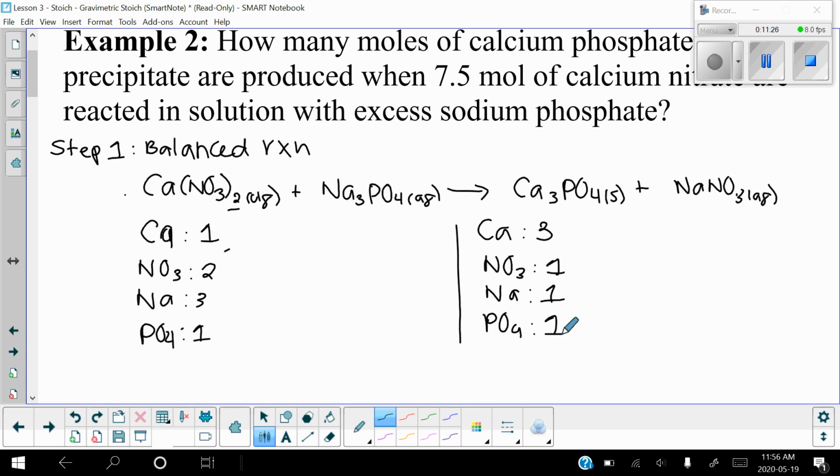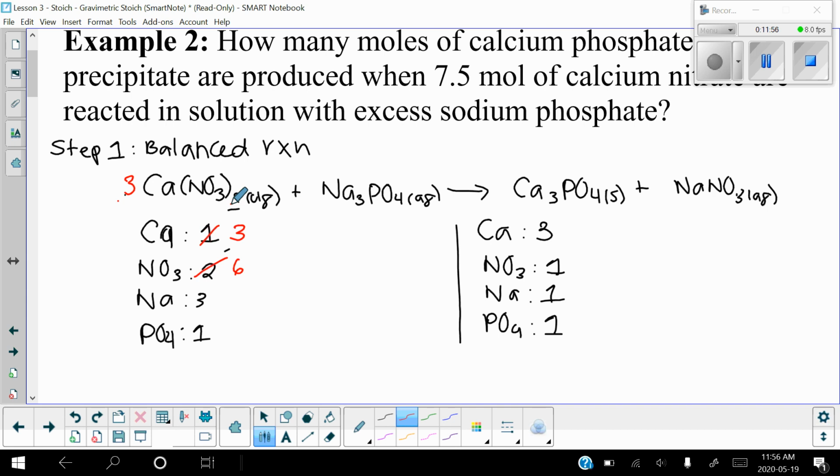Okay, first thing, I cross-referenced the first line and calcium is not matching up, so I'm going to give that a coefficient of 3. When you are giving a product or an entity a coefficient, you are multiplying. Whenever you put a coefficient in front of an entity, you need to recalculate. So now I have 3 calcium and 6 nitrates. 3 times 2 gives me 6.